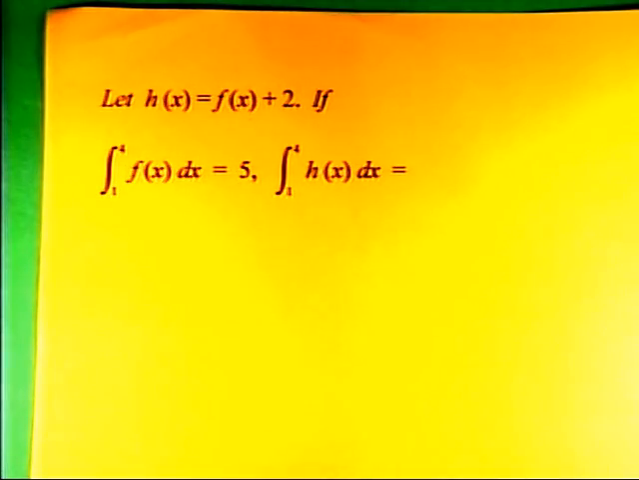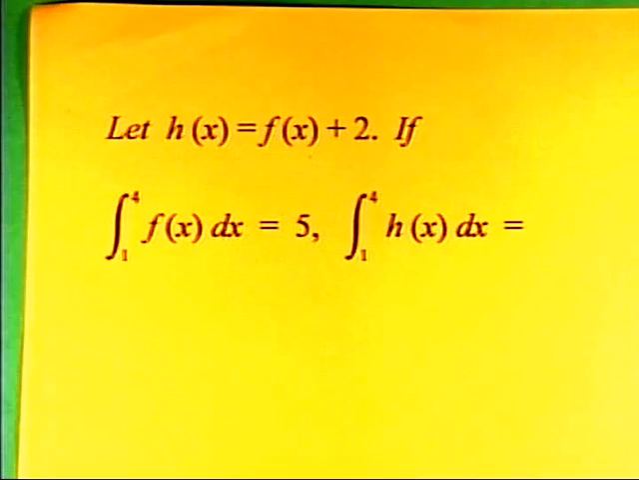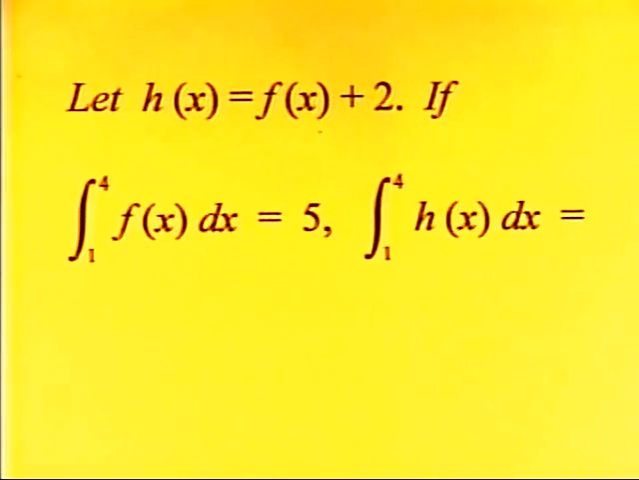That was pretty good. Can you zoom in a little bit on that? Yeah, I sure will. We got to get those magnified. Okay, this is a little bit harder problem. If h of x is equal to f of x plus 2, and the integral from 1 to 4 of f of x dx is equal to 5, what's the integral from 1 to 4 of h of x dx? There's two ways to do this problem, and that's why it's a good problem.